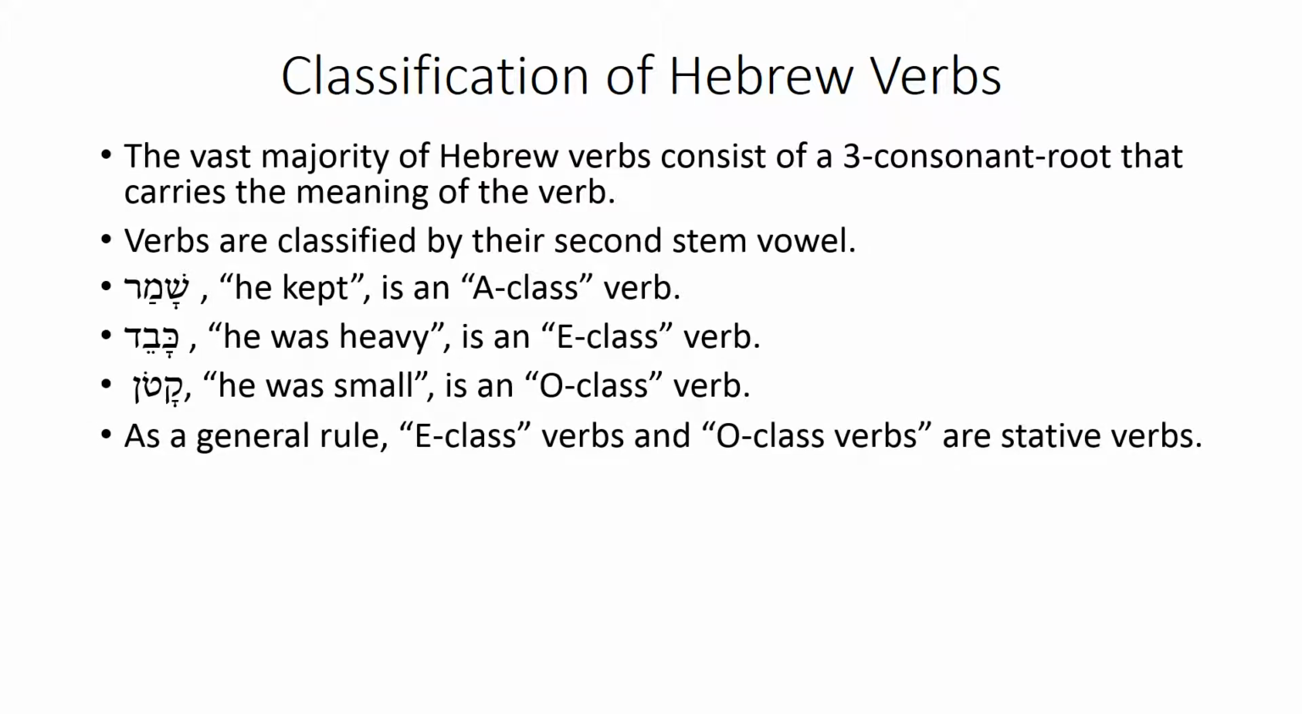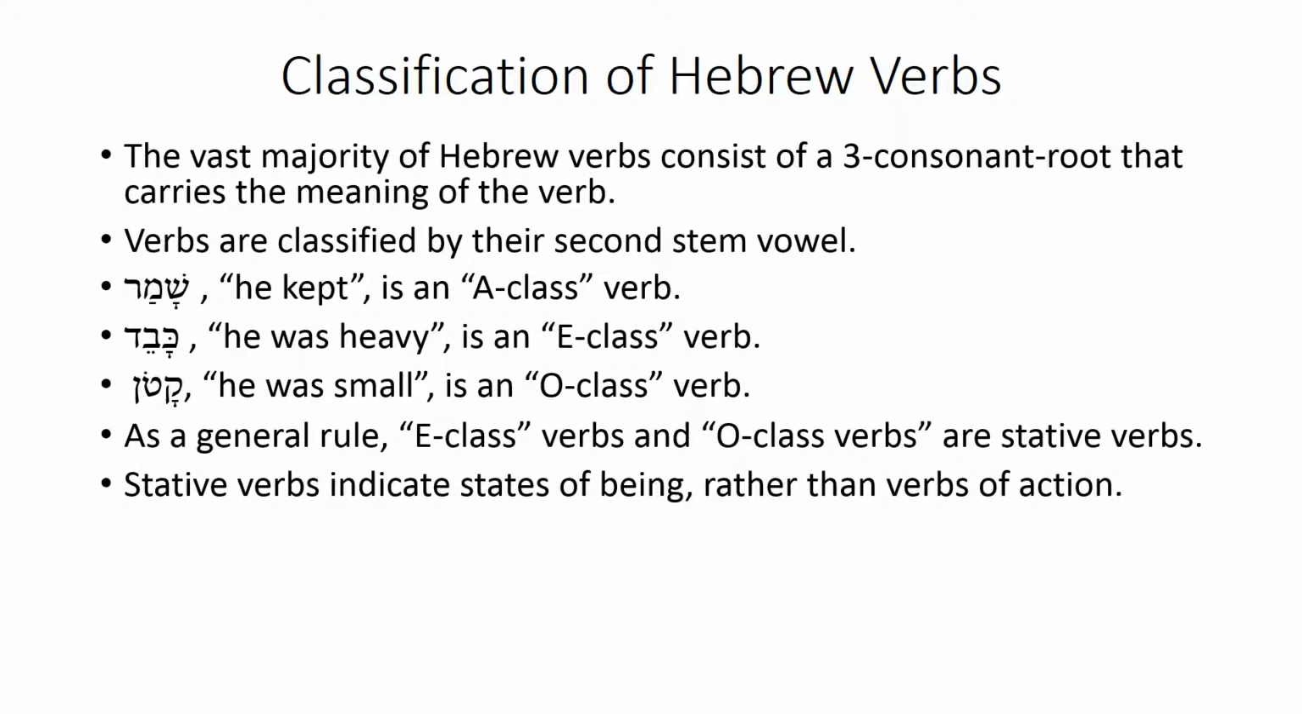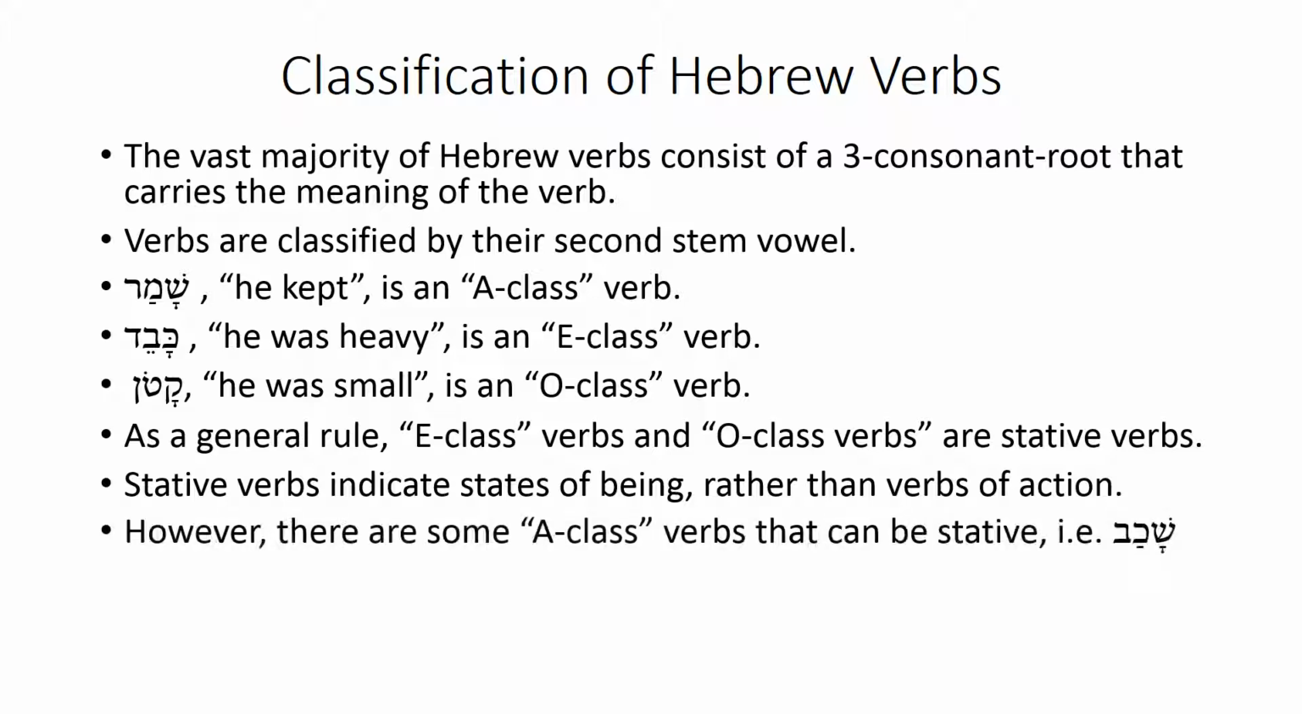As a general rule, E-class verbs and O-class verbs are what are known as stative verbs. Stative verbs indicate states of being rather than verbs of action. However, there are some A-class verbs that can be stative. For example, shakav means he slept.